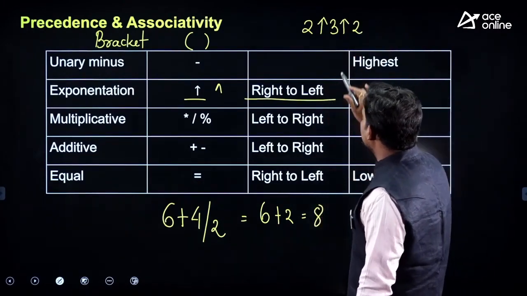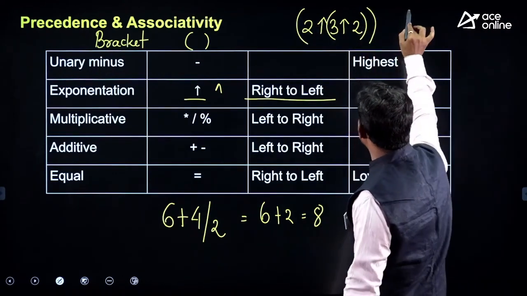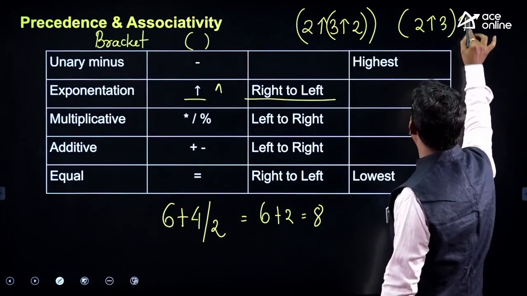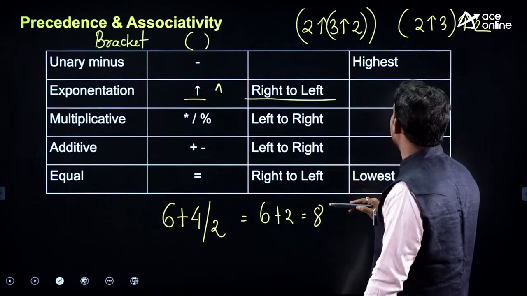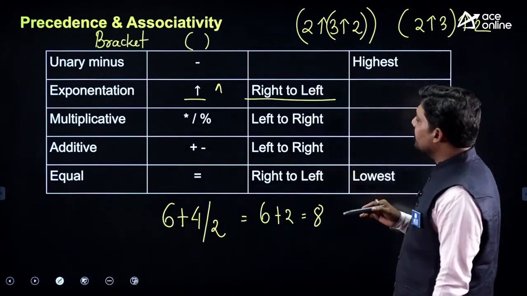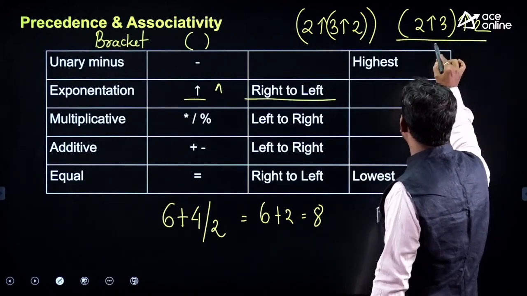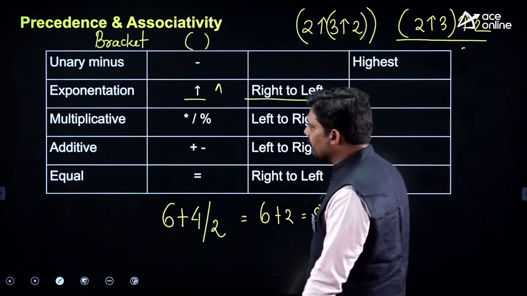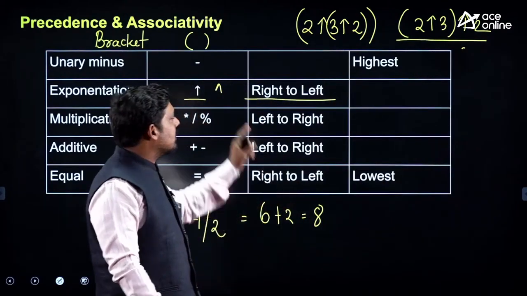So now here this expression can be evaluated in this way, or this expression can be evaluated as 2 exponentiation 3 and then exponentiation 2. Both will give different results. 3 to the power 2 is 9, and 2 to the power 9 in this case is 512. And this one, 2 to the power 3 is 8, 8 to the power 2 is equal to 64. So see that the answers are different. But which is the correct one? In this case, right to left.